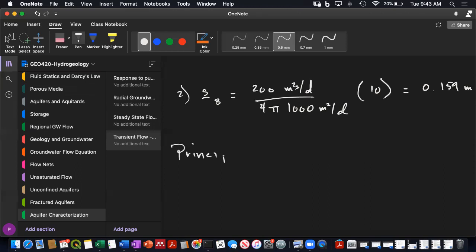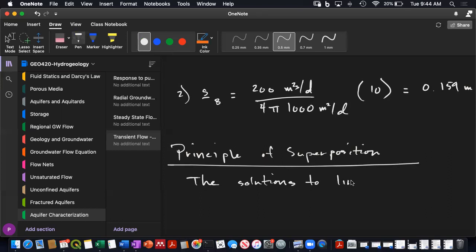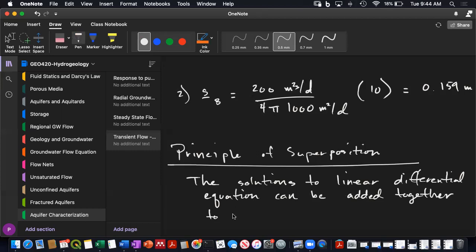And in high powered math speak, what the principle of superposition says, this is one word, it's not two words: the solutions to linear differential equations can be added together to represent more complicated settings.